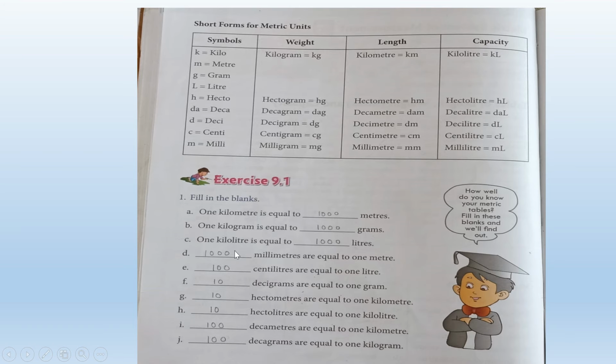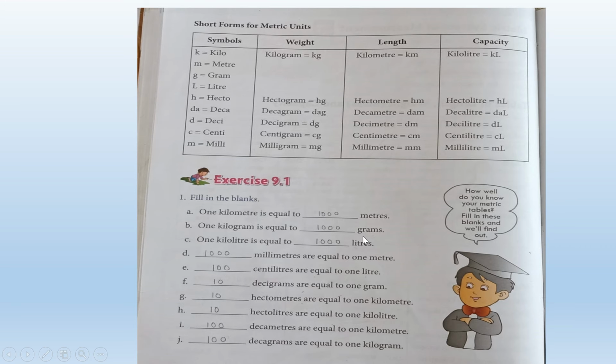Next, dash millimeters are equal to 1 meter. From millimeter to convert to meter, what do we have to do? We have to divide. To get 1 meter, 1000 millimeters are required. Same thing here also. Just copy this down in your exercise copies.